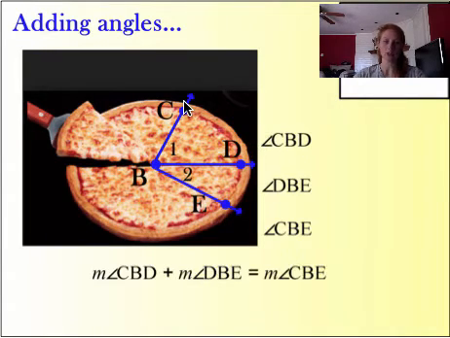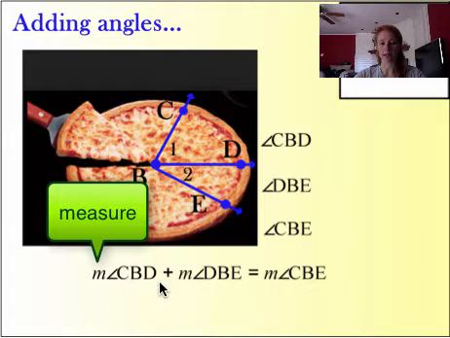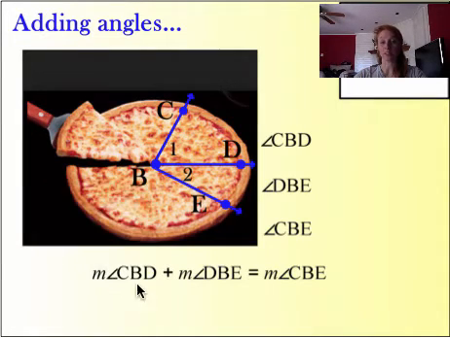Great. So the measure of angle CBD, I have as M in front of the name of the angle, it means measure, and that we'll replace that with a degree of the actual angle. The measure of angle CBD and the measure of angle DBE together, when you add them, equals the larger angle, angle CBE. That makes sense.